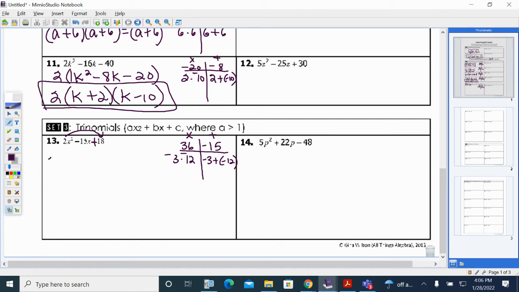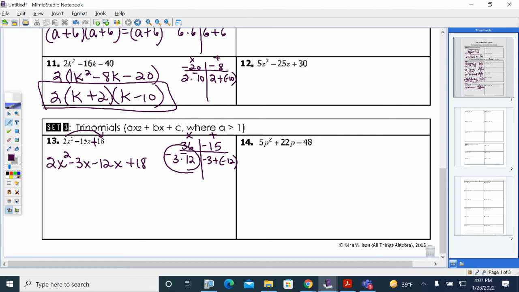I'm going to take this 2x squared. I'm going to keep the 2x squared, and I'm going to keep the 18. But I'm going to change that negative 15x using my negative 3 and my negative 12. I'm going to change this to a negative 3x minus a 12x. So basically what I've done is I've changed my trinomial to a 4-term polynomial. And the way that we factor 4-term polynomials is by grouping, which is probably another section.